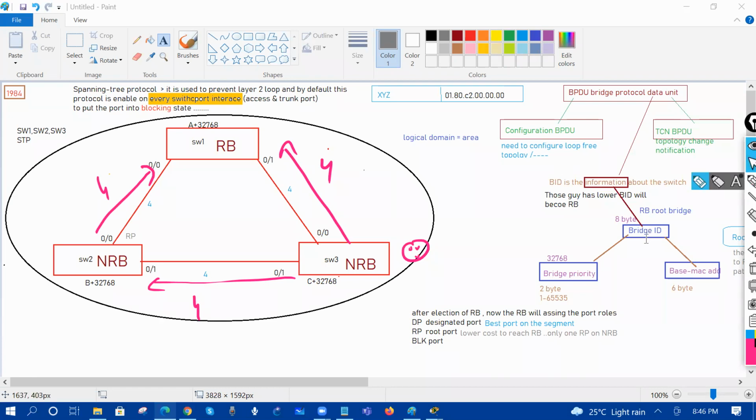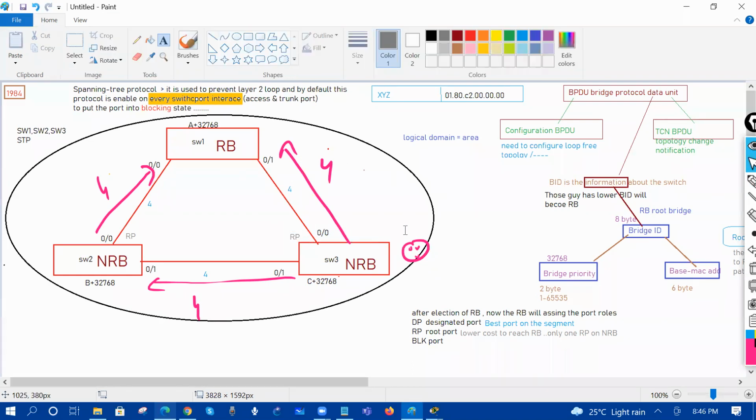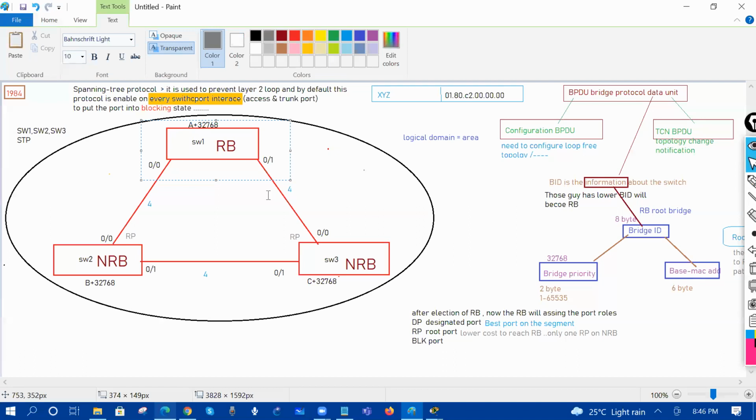Every non-root bridge is trying to make a good relationship with the root bridge, and the port that has a lower cost to reach the root bridge will become the RP. So this one can become the RP. The root bridge does not have any RP. All the ports of the root bridge will become DP, designated ports.